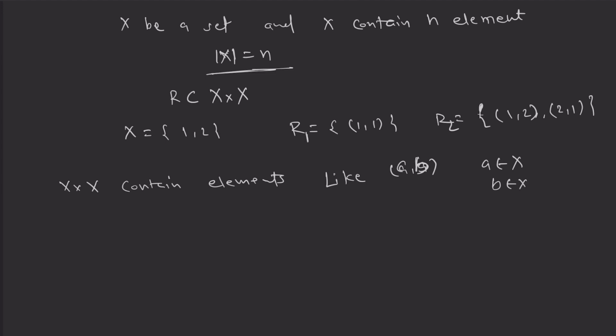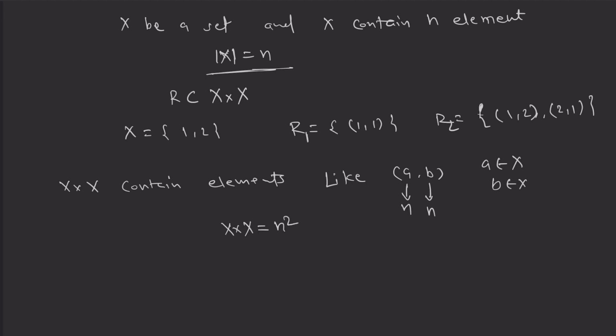Now tell me, for this a comma b, for this a, how many choices are there? There are n choices. Why? Because X contains n elements. And similarly for this b, there are n choices because X has n elements. So for X cross X, how many elements are there?